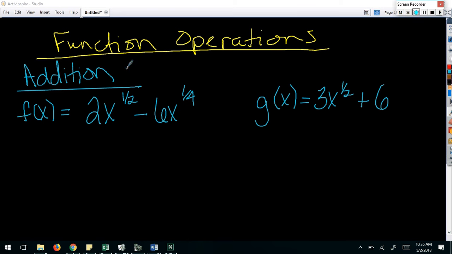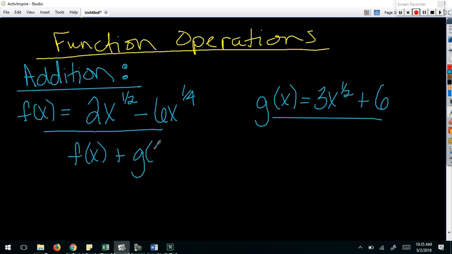So when I add, remember, the way they're going to do it in your homework is they're going to define f of x and g of x. And then they're going to say, now what is f of x plus g of x?